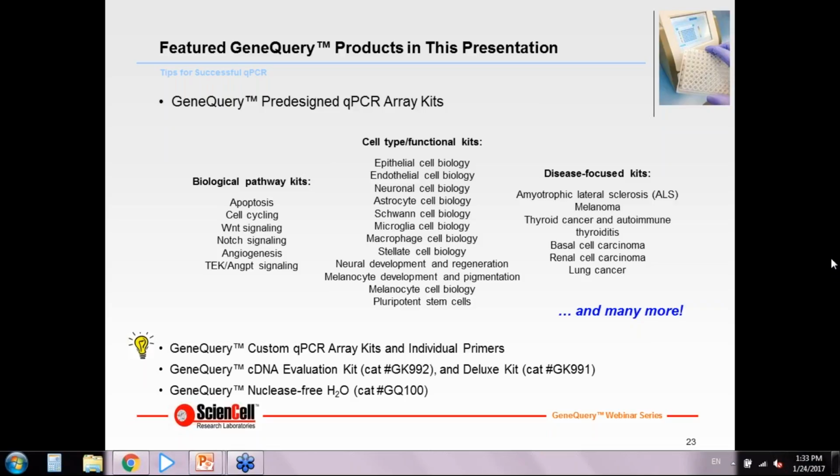So are there other options other than Cyber? GeneQuery is compatible with any dye-based qPCRs such as Cyber and Evergreen. And like other options for qPCR in general are probe-based qPCRs, but we don't currently offer that type because they're less cost-effective.